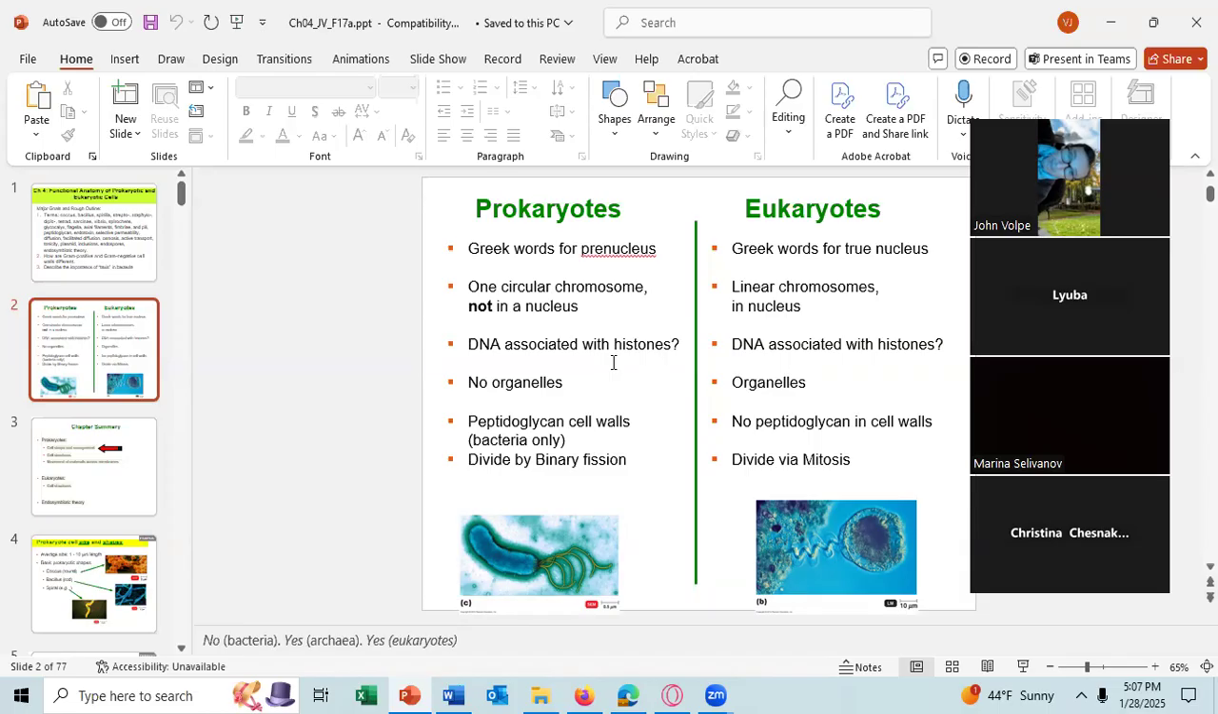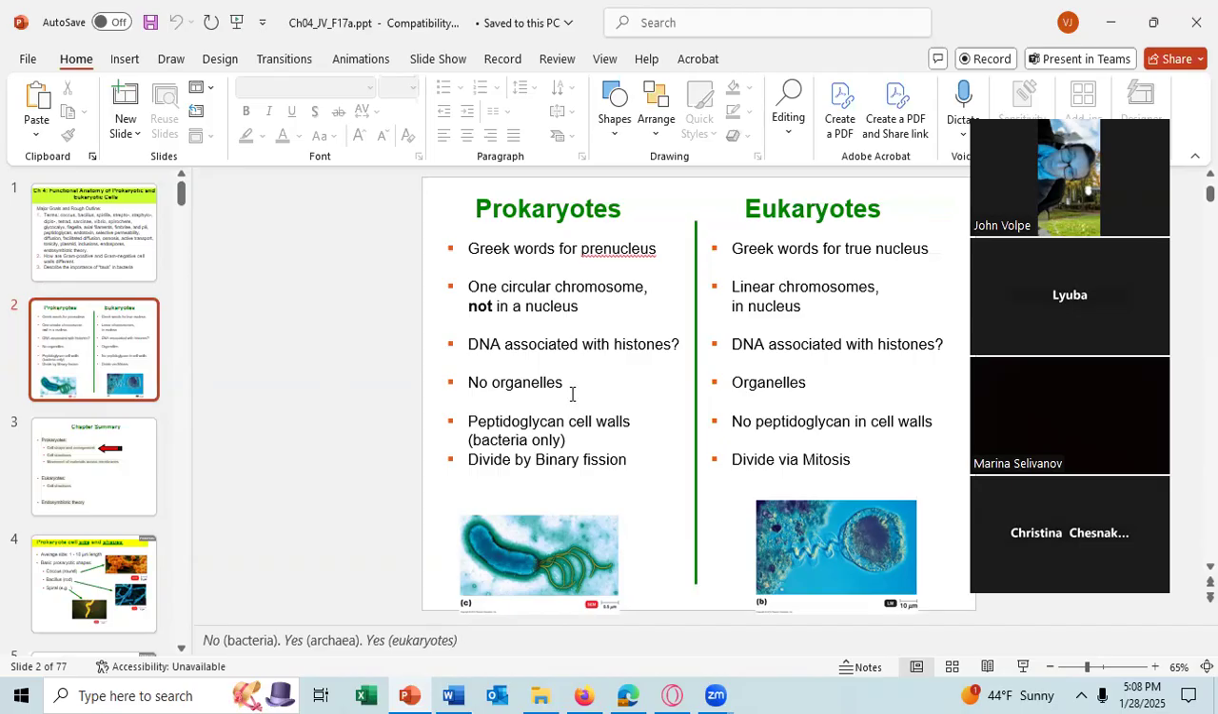The DNA of prokaryotes, or I should say bacteria, is not associated with the histone protein. The DNA of eukaryotes is associated with the histone protein. In our DNA, we have a big protein, and the DNA actually wraps around the histone protein twice. So histones are the major proteins in the chromosome of a eukaryote, and that protein is totally absent in prokaryote cells, or at least bacteria.